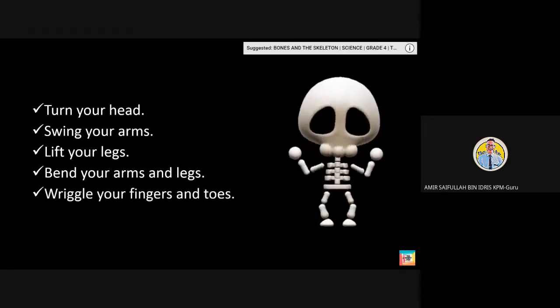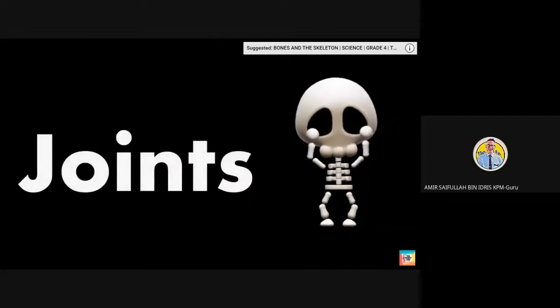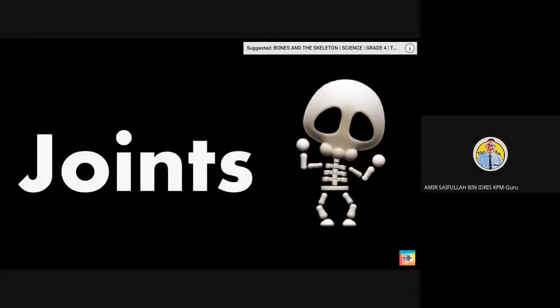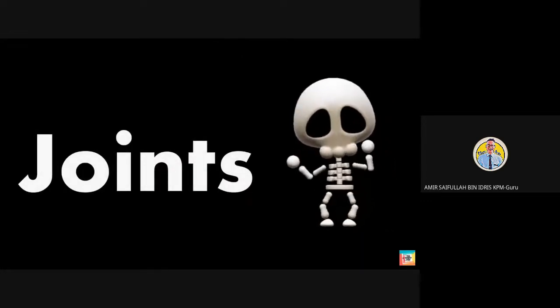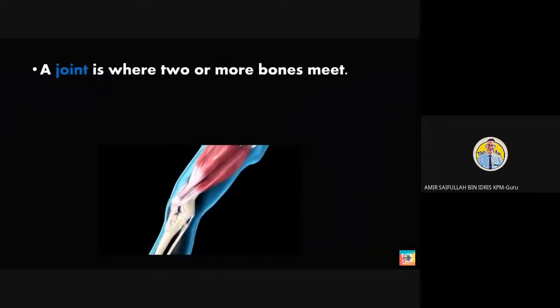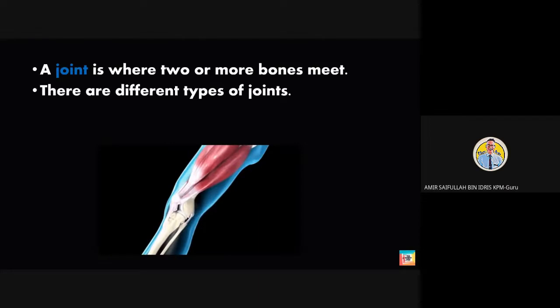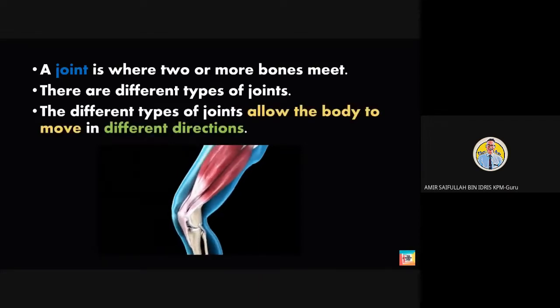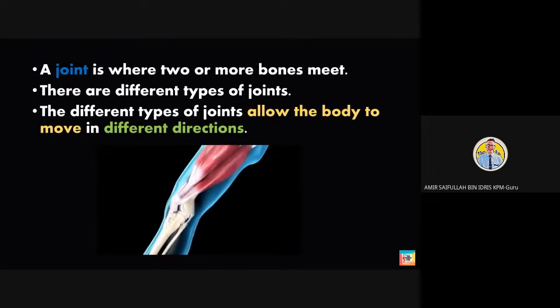How do they move? You can turn your head and move your arms and legs because these body parts have movable joints. A joint is where two or more bones meet. There are different types of joints. The different types of joints allow the body to move in different directions. Let's learn about the different kinds of joints.